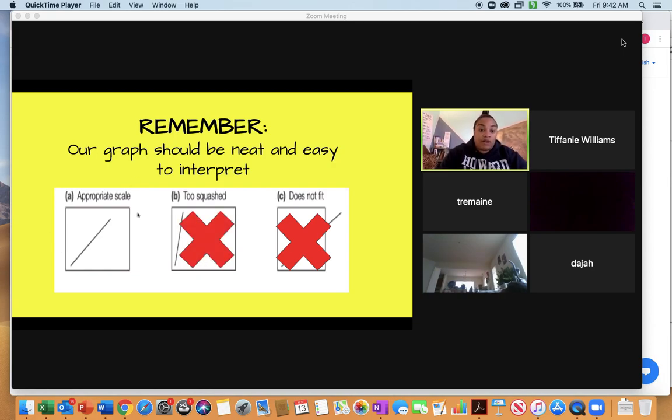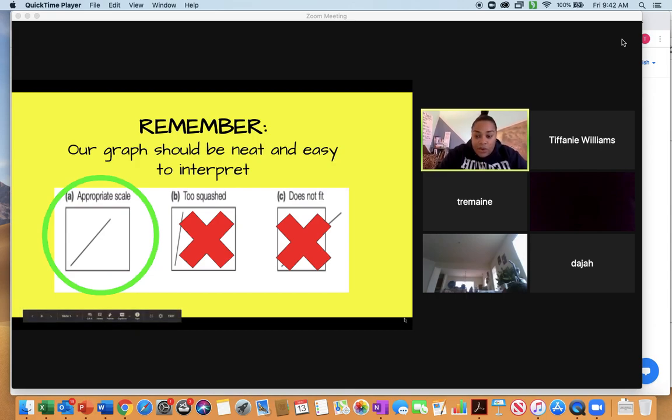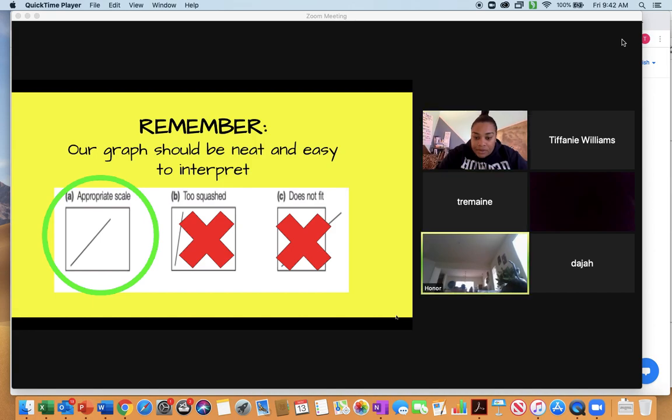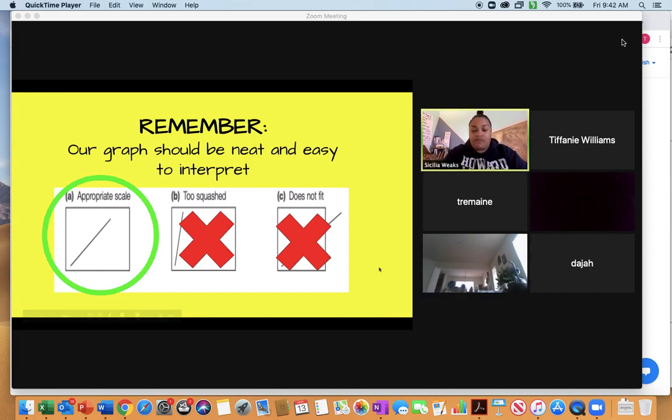What we do want our graph to look like is that information is labeled neatly and that there's enough space on both my x-axis and my y-axis, okay? So we do want our graph to have an appropriate scale. I want you to keep this in mind when you're working on your Do Now. Do we have any questions? No, I think I get it now. Think you got it? All right, good.